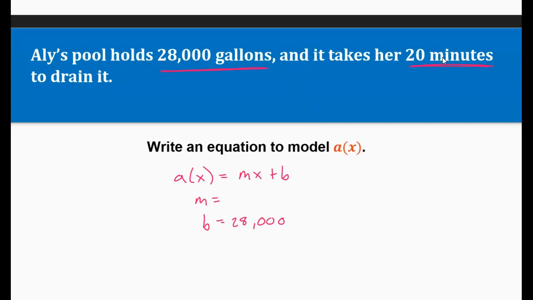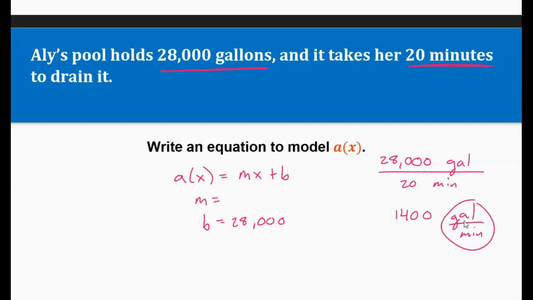We need a gallons per minute. Well, if we need gallons per minute, maybe we just take the number of gallons divided by the number of minutes, and see what we get. 28,000 gallons divided by 20 minutes, we get, I believe, 1,400, if you put that in your calculator, 1,400 gallons per minute. That's the right units for a rate of change, gallons per minute. So 1,400 is going to be our slope.